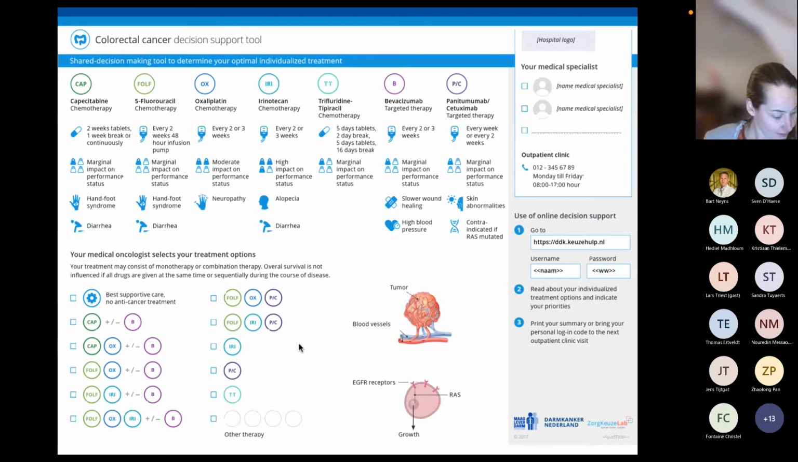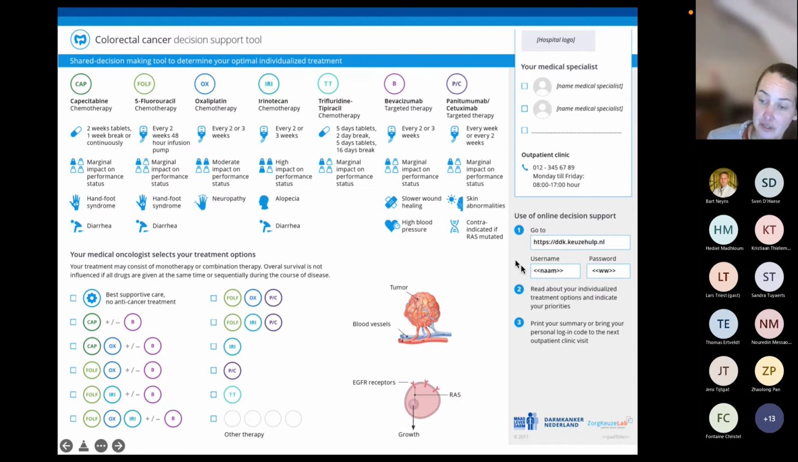A tool we have in the Netherlands to help patients decide on treatment is this decision support tool. This is an English version of it. Normally it's in Dutch, of course, and it's currently being updated with the novel treatments I just discussed, and more information about the molecular status is being added. But it discusses all standard of care treatment options with, in general, the side effects, and you can highlight your preferred treatment options as a doctor.